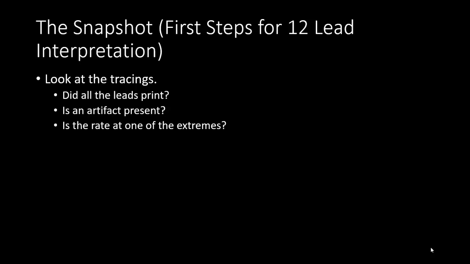So your first steps for 12 lead interpretation is going to be, did all the leads print? You've now gone from just printing one lead at a time to get your 6 second strip to 12 leads at one time. In order for you to get an accurate print off, all of your leads have to be on correctly, as we mentioned in earlier lectures.